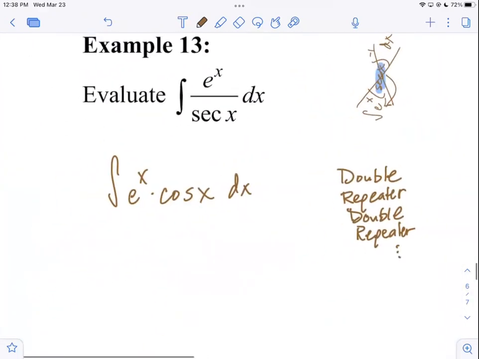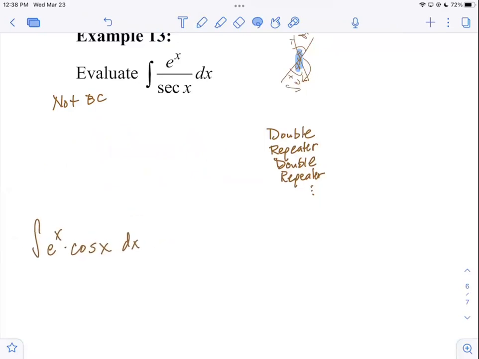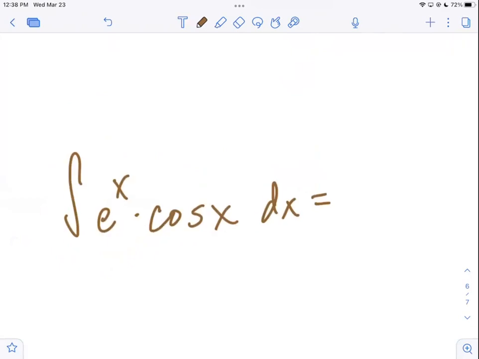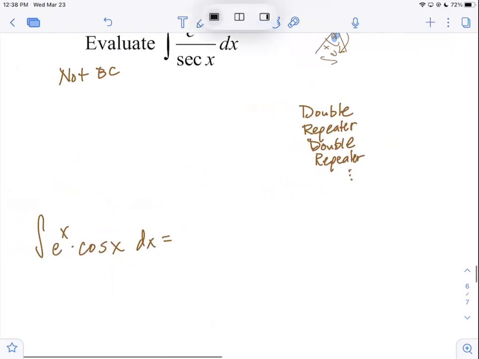So whenever you have a double repeater, this is not BC. It is an interesting thing. Okay. Let's come down here. What you have to do is you have to keep it in equation format. So on the left side, go ahead and write the problem. You'll like this one. It's worth showing you.